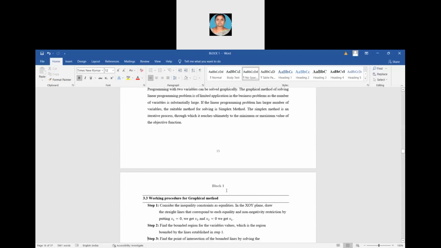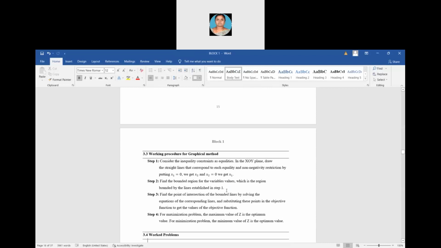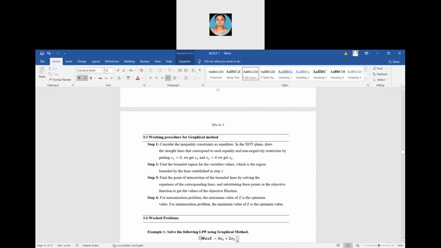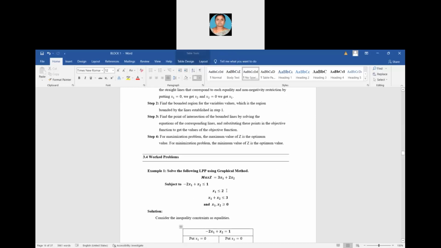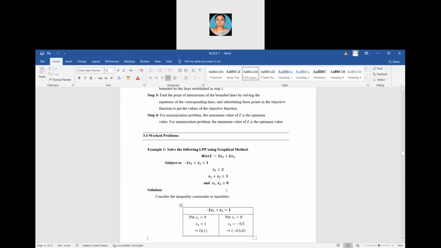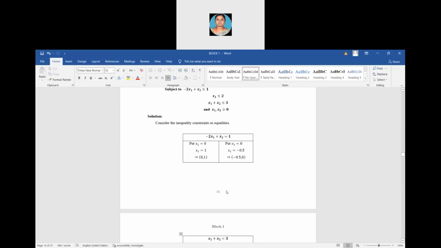The working procedure for the graphical method has been described here. You have to find the coordinates neatly. For each equation, you have two sets of coordinates, so you connect them and draw the line, and above the line you mark that equation. If it is less than or equal to type, you shade inside the region; greater than or equal to type, you shade outside the region. You find which part is common to all. That part is the feasible region. The graphical method has been described here neatly.